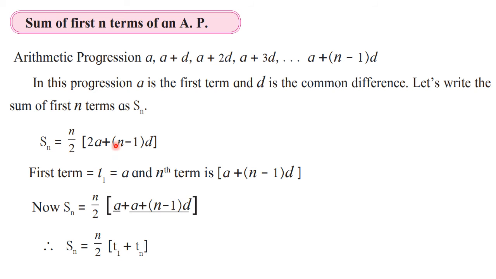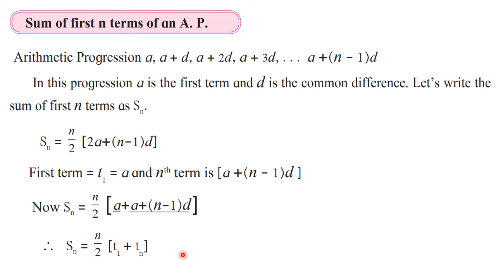Now two formulas are given, but it is not so that both the formulas are applicable for each and every question. This bigger formula is applicable everywhere. That means what? If we don't know the last term, then also we can apply this formula. And the second formula is applicable only when we know the last term. Tn here is what? The last term of the AP. So you have to think and you have to use the formula accordingly.